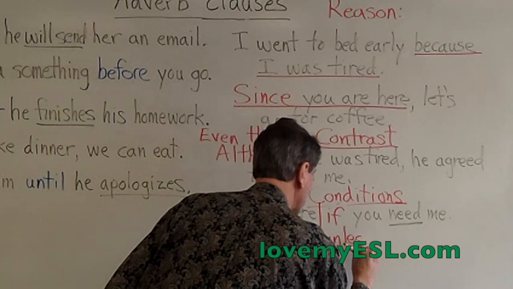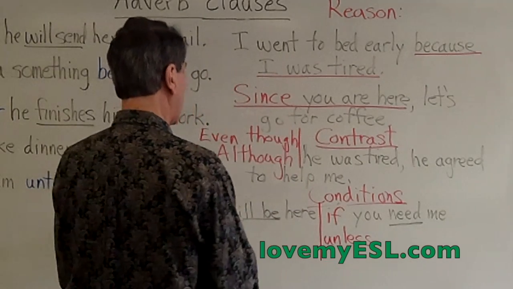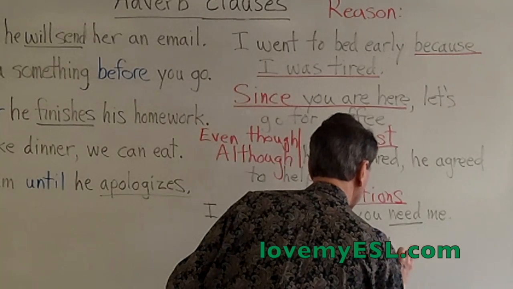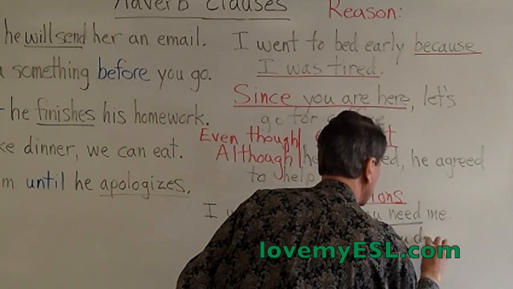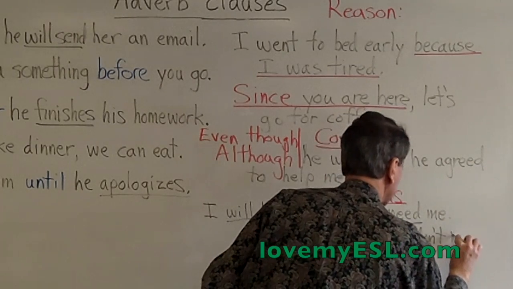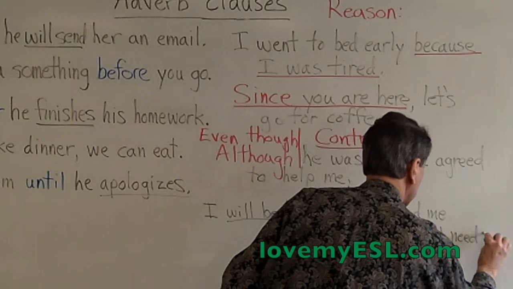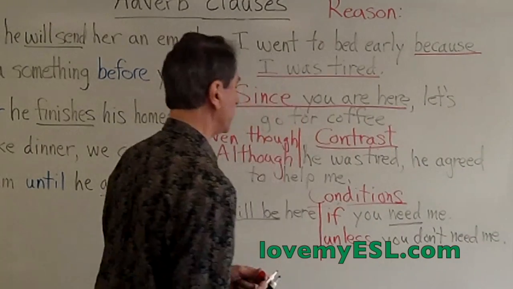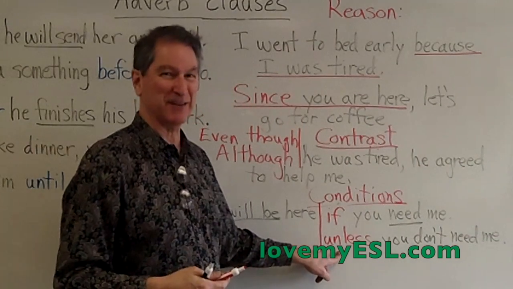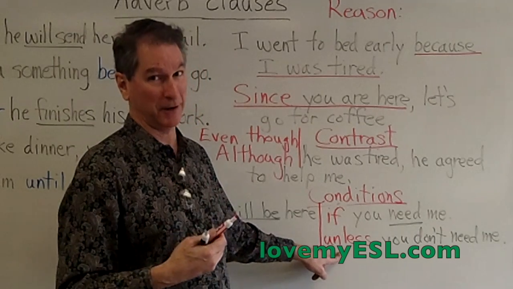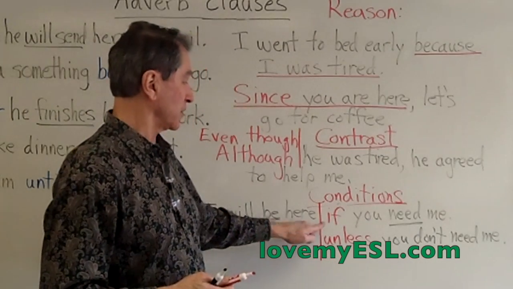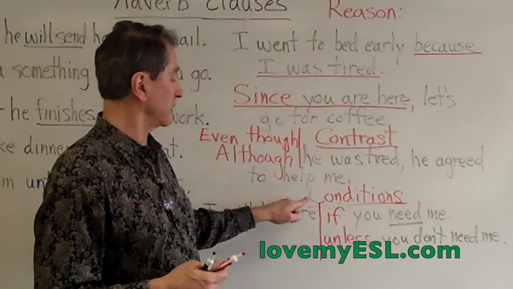Unless. Unless is actually a negative if. I will be here unless you don't need me. So if you don't need me, I won't be here. I can go home and watch TV. So if and unless are the two conditional markers.